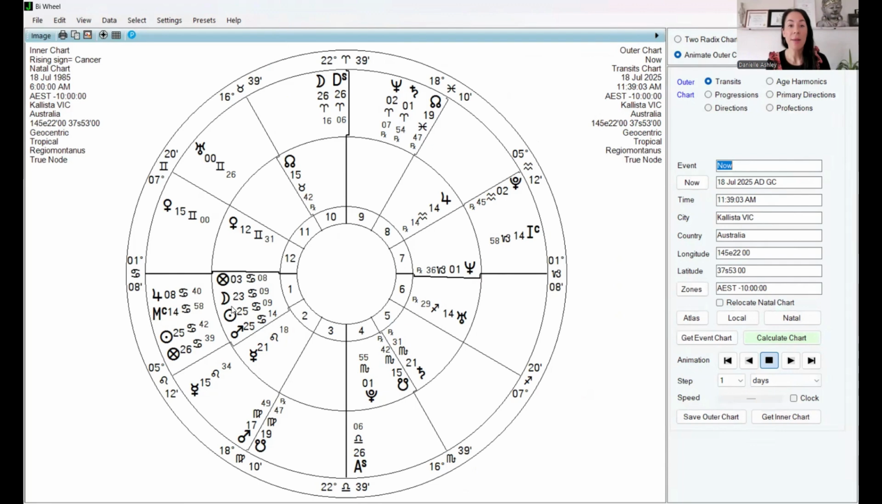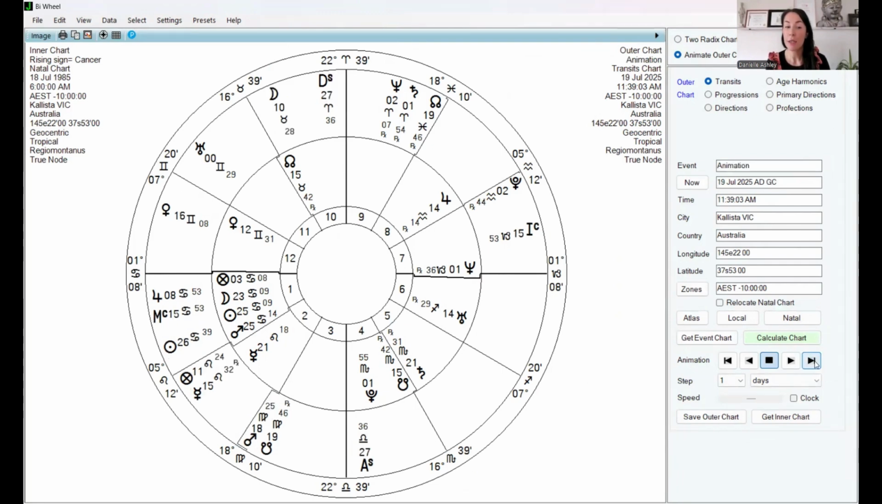So let's use a couple of examples. Mercury is about to station retrograde today. Mercury, if we move this forward by 1 day, you'll see that planet is retrograde. It's got this little RX next to it, which means that that planet is appearing to move backward in the sky. So Mercury, if this was your chart, would be making its retrograde through the second house and highlighting second house topics for you to re-examine.